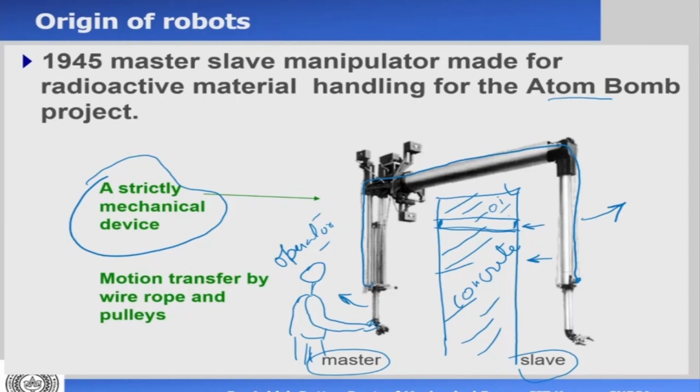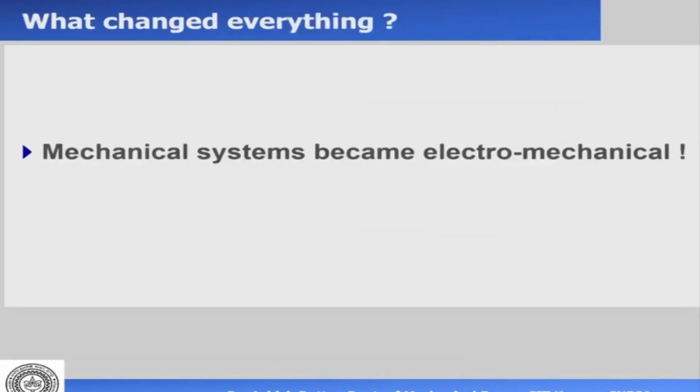This master-slave manipulator is called the father of the robot, and it is used even today in atomic energy establishments and nuclear power stations, where they have to handle radioactive material. Now, as we go further, 1945, we see the master-slave manipulator, but something was invented somewhere around 1949, which combined mechanical engineering with electrical engineering, and things became electromechanical. So what was invented in 1948-49 that changed everything?